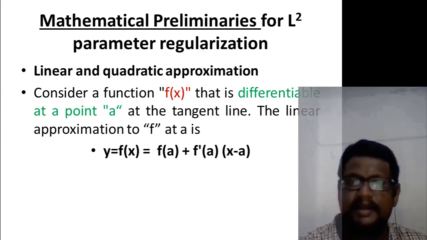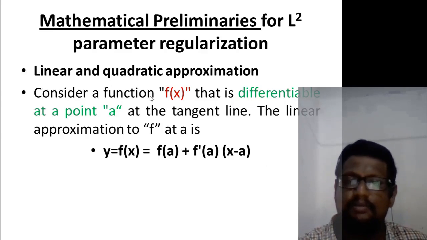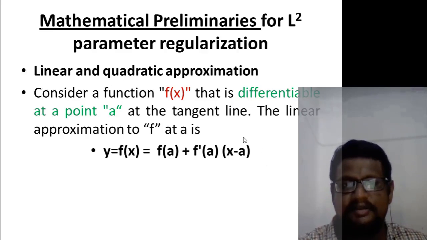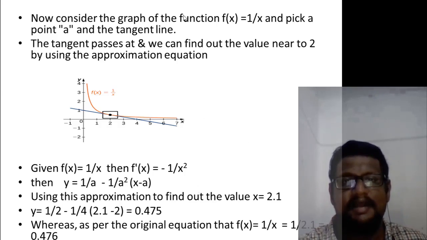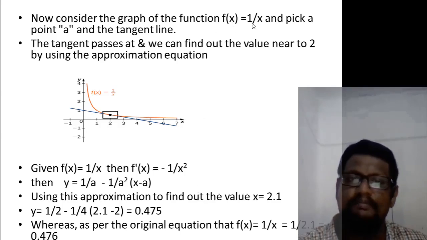Likewise, you can keep on adding the terms so that linear will become quadratic. If second order is there, that is called the quadratic approximation. So what is this? Let us understand first. Now let us consider a graph of the function f of x is equal to 1 by x.